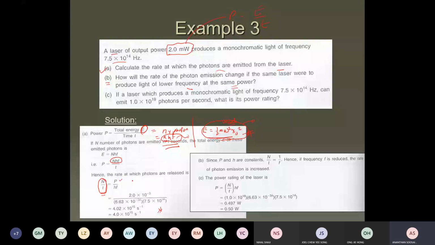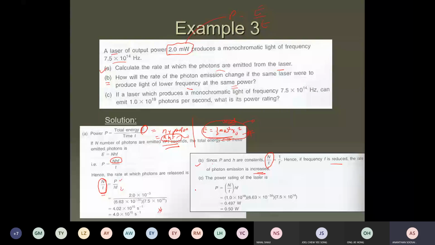If frequency gets lower, what happens to the number of photons released per second? It should increase, right? Since P and h are constant, N over t is proportional to 1 over f. When frequency reduces, the rate of photon emission increases. The smaller the frequency, for a particular energy you get more photons, because each is a smaller packet. Any question on part B? Anyone? Okay, hope you understand.